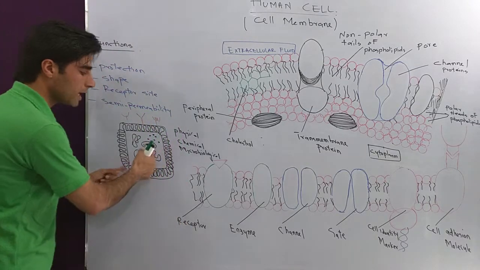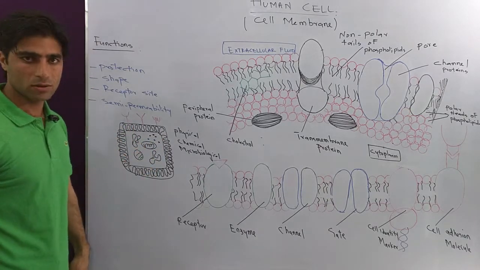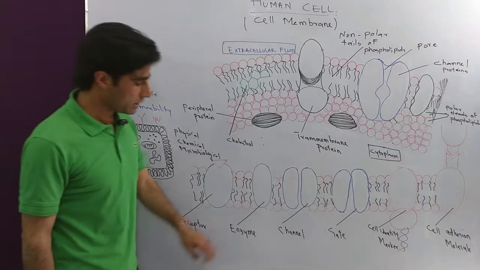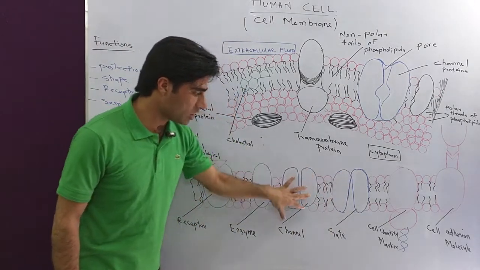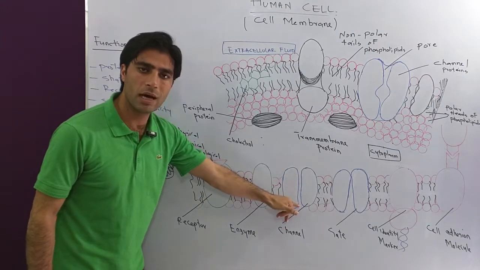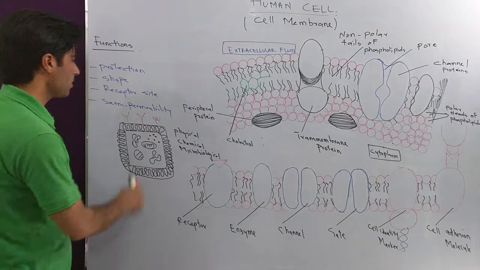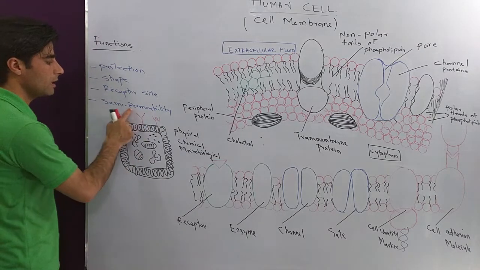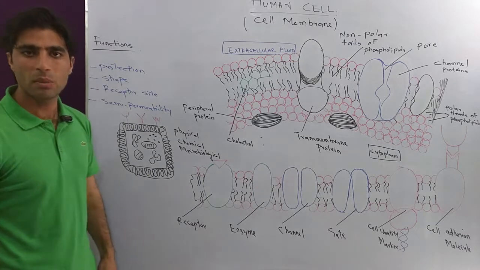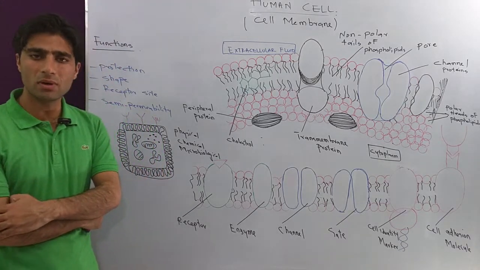They will be moving inside the cell, and after that there will be certain pathological conditions. The cell membrane possesses certain channels and gates, and these gates and channels allow a number of ions and molecules while restricting others. Semi-permeability means allowing some molecules and restricting others. This is another function of the plasma membrane, or cell membrane. So these four were the basic functions of the cell membrane.